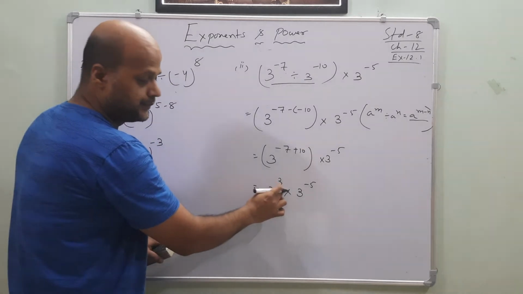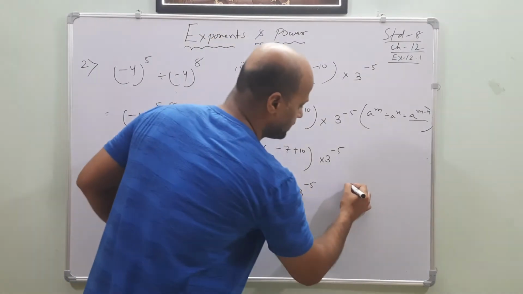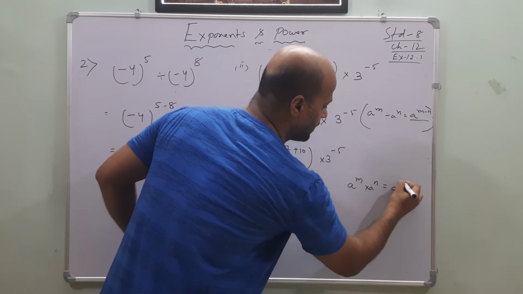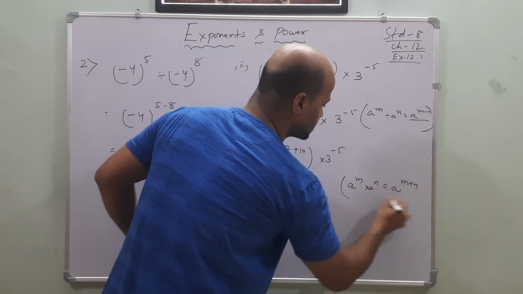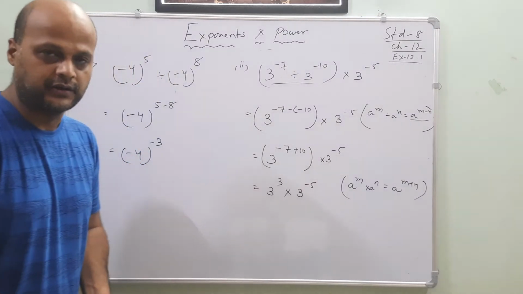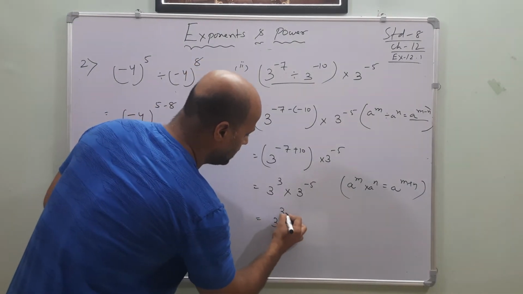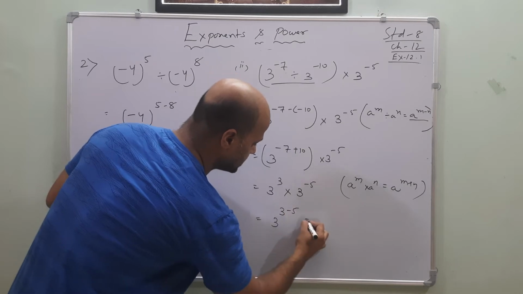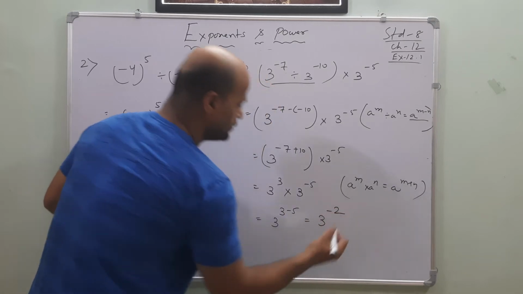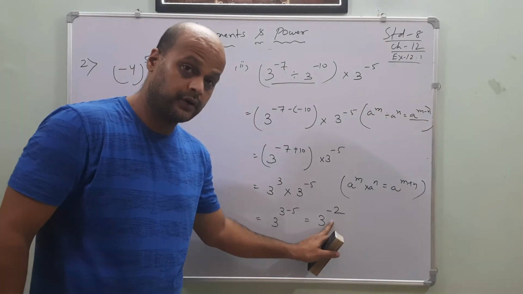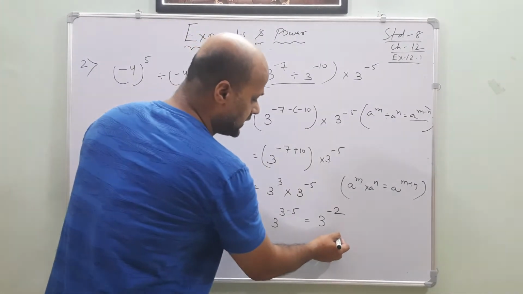a power of m into a power of n. What is the formula? a power of m into a power of n is equal to a power of m plus n, whatever you have studied. Very good. This is the formula. Now what is the answer? 3 to the power of 3 minus 5 is equal to 3 power of minus 2. Because it is saying that you have to write in which form? Power form. So this is the answer that will come.